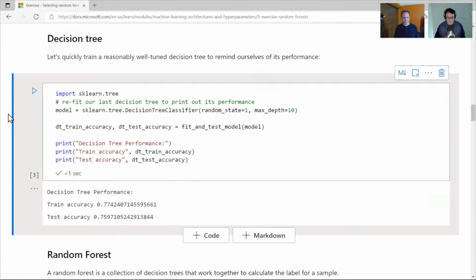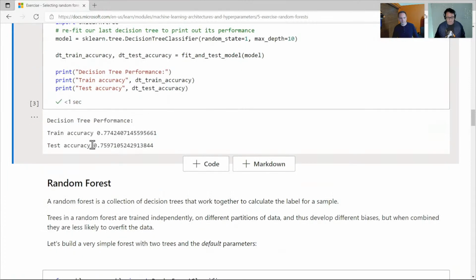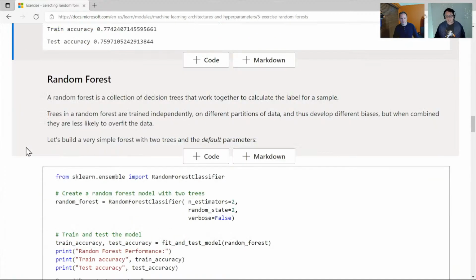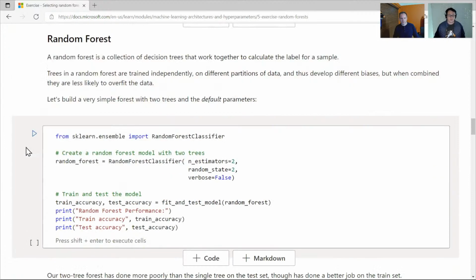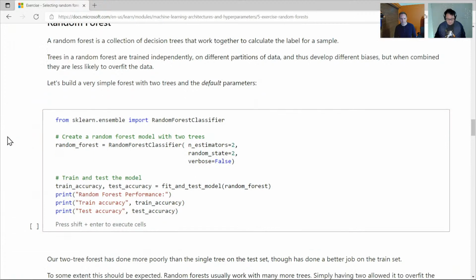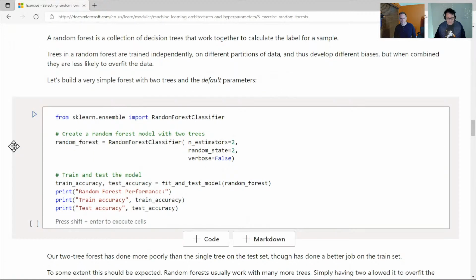So we've got our test accuracy at 0.759. So that's not too bad. So roughly 76% on the test data set. And this is where we get into the next section, which is on random forests. So remember, the random forest is a collection of trees that are stuck together, and they're smoothed out, the ensemble technique that Jason was talking about before.